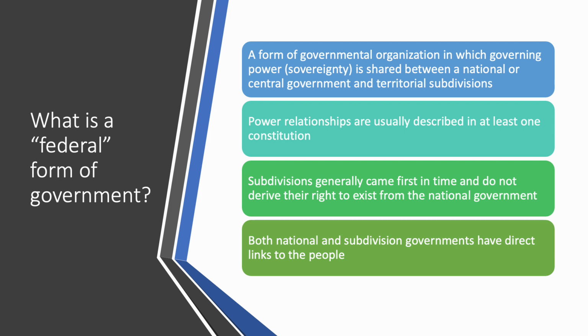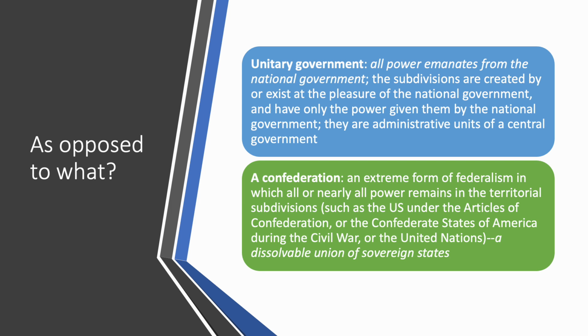Now understand that in almost all federal nations, including ours, the subdivisions came first. In other words, in this country, the states came first. We had states before we had a national government. And that means the states do not derive their right to exist from the national government or the U.S. Constitution. They pre-existed the Constitution. We had states before we had a Constitution. We had states before we had a national government. And both the national and the subdivisional governments, in our case the state governments, have direct connections to the people. Now, as opposed to what?